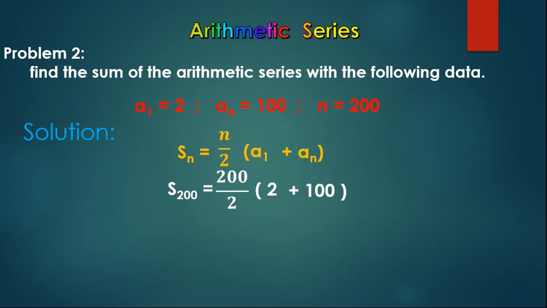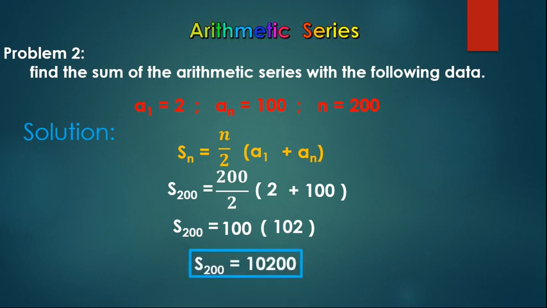So 200 over 2, that is equal to 100, and then 2 plus 100, that is equal to 102. Now let us multiply to get the sum of the arithmetic series na 200 numbers. So we have here 100 times 102. The answer is 10,200. So easy as that, no? You don't have to find the common difference since the series is not given. So ang given lang is a sub 1, a sub n, and n. So ganun lang po siya kadali.